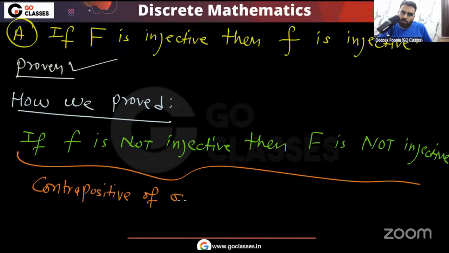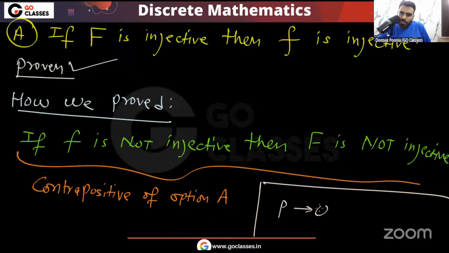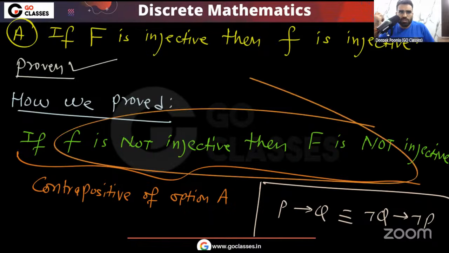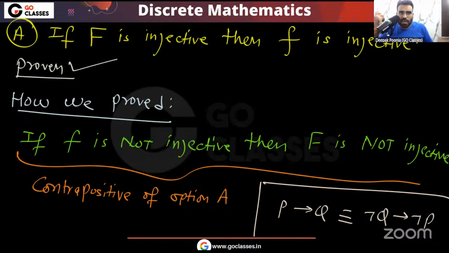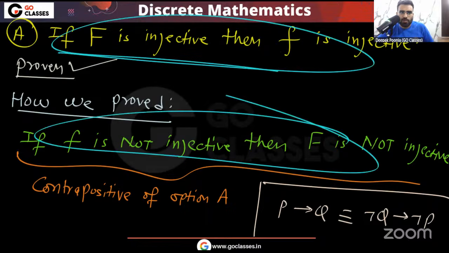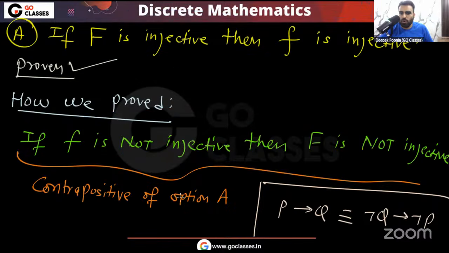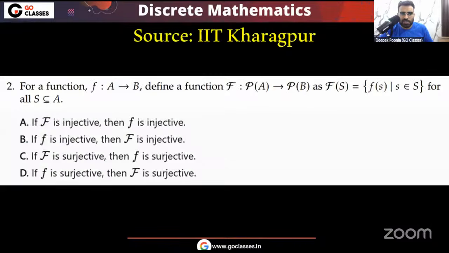And we already know that any implication statement P implies Q is equivalent to its contrapositive, meaning negation Q implies negation P. This you already know. So to prove this option A, we are proving the contrapositive, and of course every implication statement is equivalent to its contrapositive. So this statement is equivalent to the contrapositive, because you have proved the contrapositive. So I can say the original statement also you have proved. Okay, I hope you understood this. So that's it, we have done this first part.